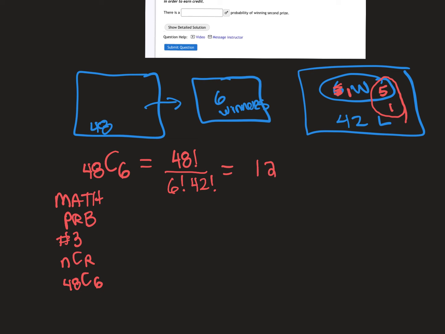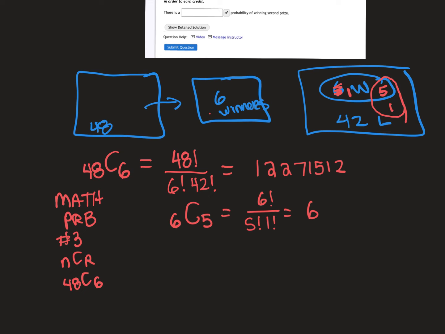And when you work that out, it should end up being this number. So this is our denominator, this is our total sample space. Now, we want to know how many ways I can pick 5 winners from 6. So there's 6 winners, I'm going to choose 5 of them. Right? So that would be 6 factorial over 5 factorial times 1 factorial. And that works out to just being the number 6. So there's 6 ways I can pick 5 from 6.